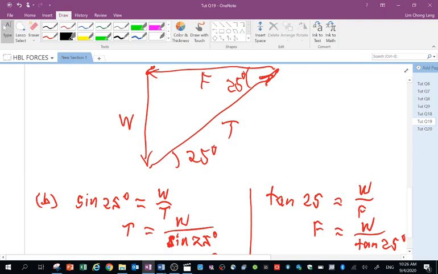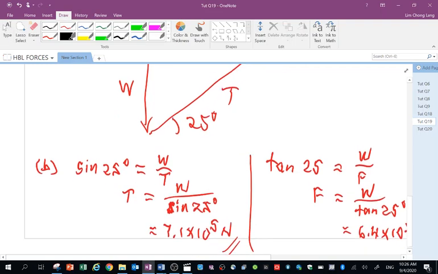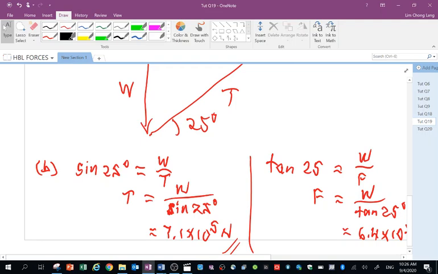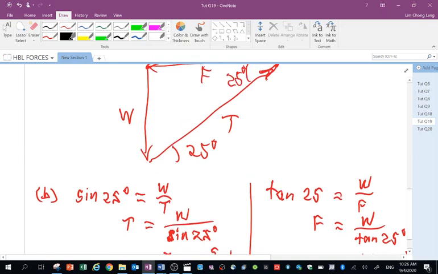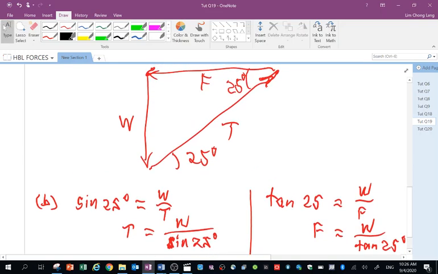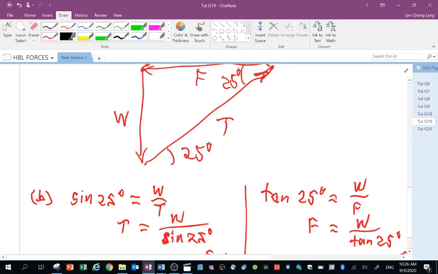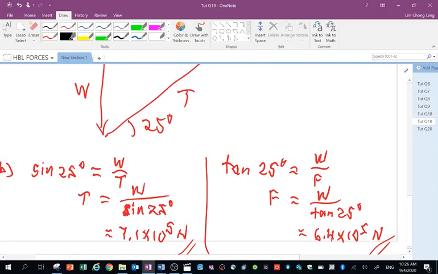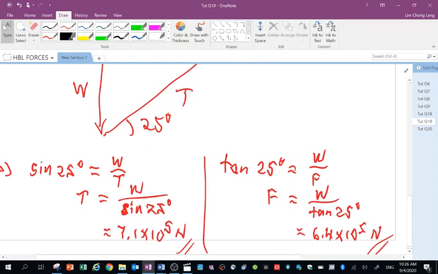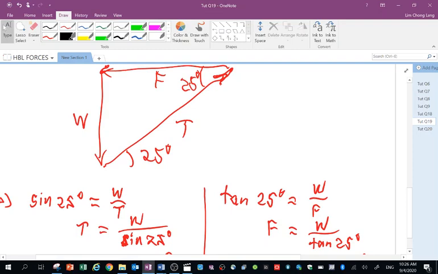And that is how you are able to get the tension, which ends up as 7.1 times 10 to the power 5. And if you want to get the force F, you choose tangent 25 degrees. So F is made the subject of the equation, and you make the simple calculation, you'll be able to obtain F equals 6.4 times 10 to the power 5 Newton. That's the end of the discussion.